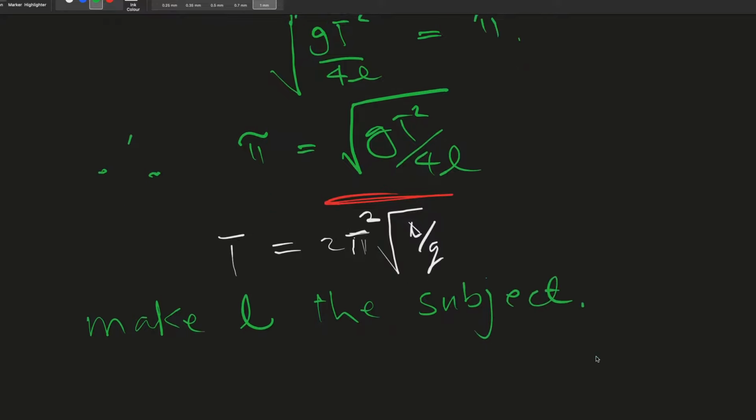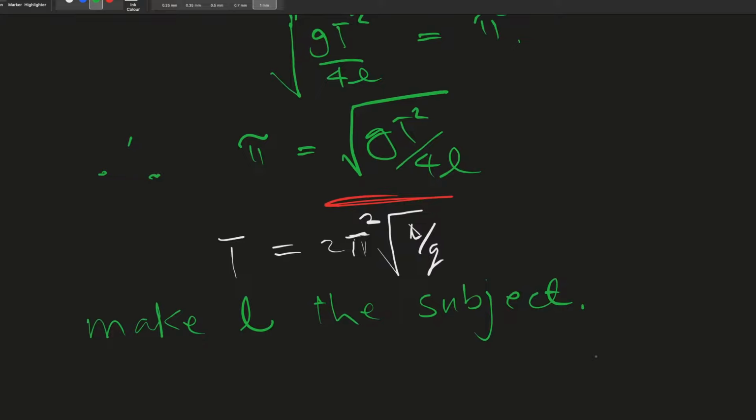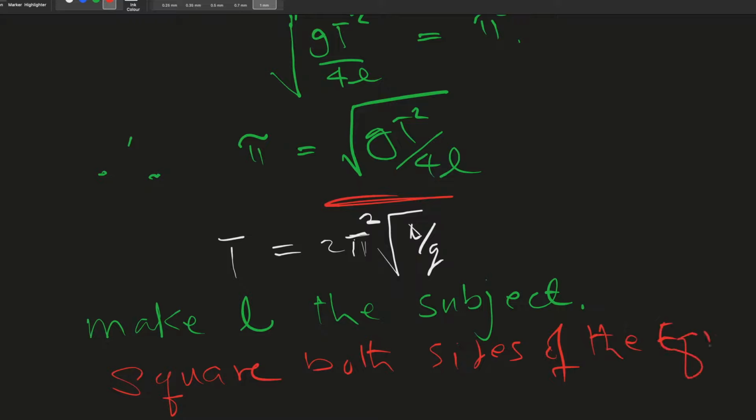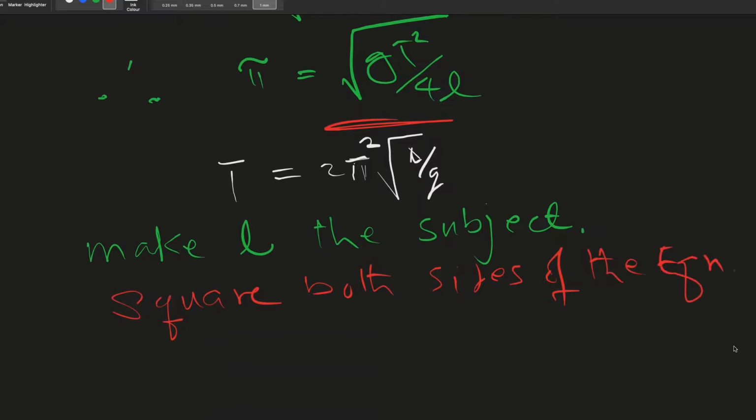Okay, so in this case, if that becomes the issue, then what we are going to do is to once again say square both sides. So we say square both sides of the equation.